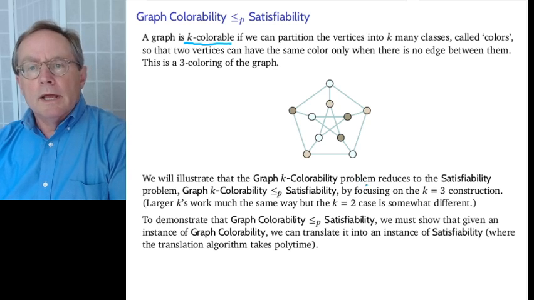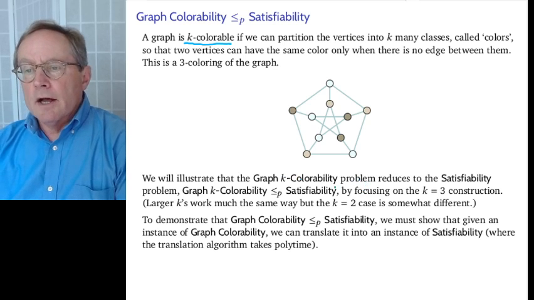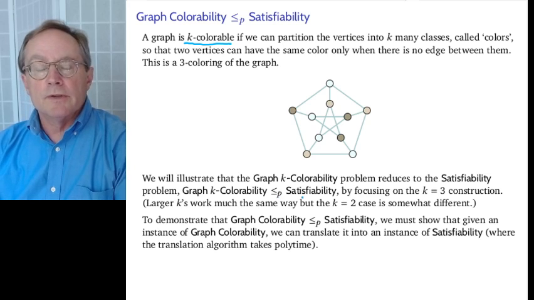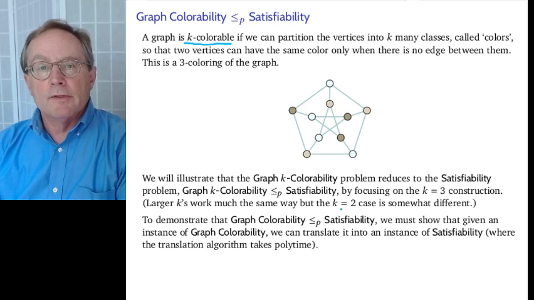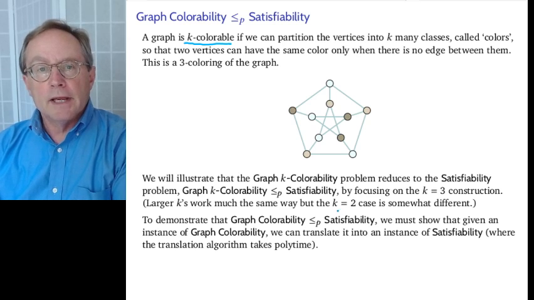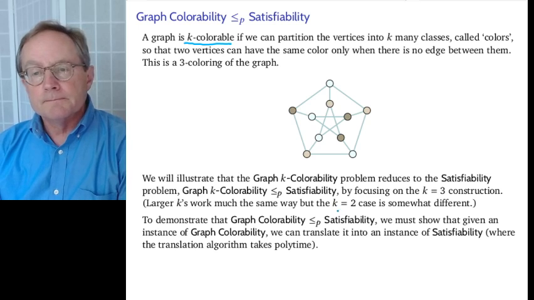Okay, and we're going to illustrate that graph k colorability reduces to satisfiability, graph k colorability less than or equal to sub p satisfiability, by focusing on the k equals 3 construction. The larger k's work the same way. Just as a comment, the k equals 2 case is somewhat different, so there's a warning that there's something different about 2. The k equals 4, k equals 5, k equals 6 all pretty much work the same way. You'll see what happens when it happens.